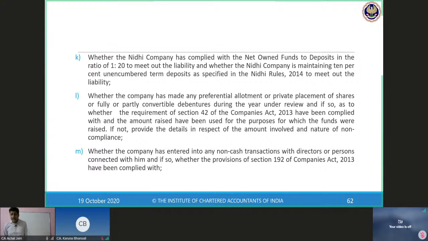Whether the company has made any preferential allotment or private placement of shares or fully or partly convertible debentures during the year under review, and if so, whether the requirements of the Companies Act have been complied with and amounts raised have been used for the purposes for which funds were raised. Again, in this case, what are we saying? Whether the monies obtained are used for the purposes for which they were obtained or not.